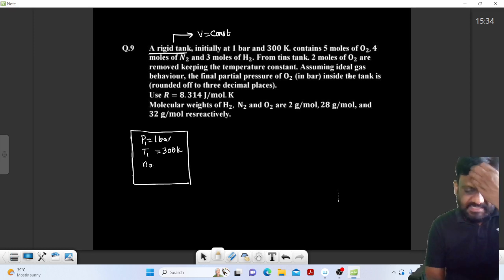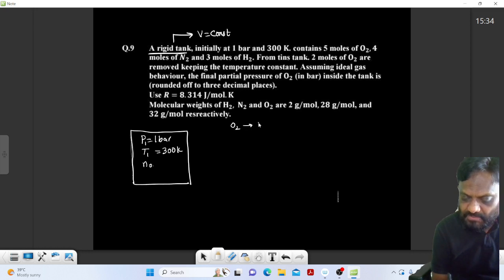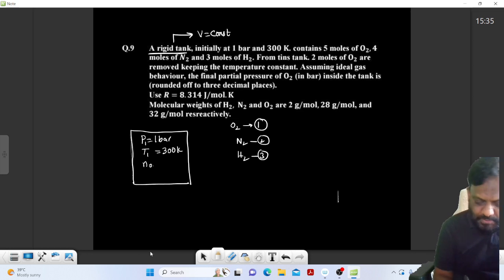Okay, ऐसा करेंगे सर. Let us take oxygen as 1, nitrogen as 2 and hydrogen as 3. So let me write now. N1. What does N1 mean? Number of moles of oxygen. It contains 5 moles of oxygen. N2, number of moles of nitrogen, 4 moles of nitrogen. Then N3, therefore, there are 3 moles of hydrogen.